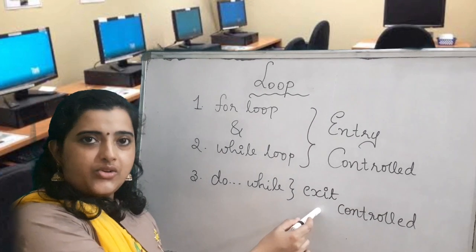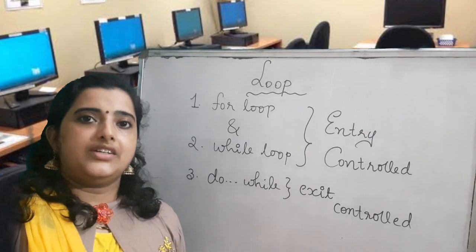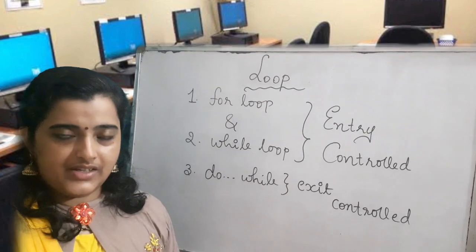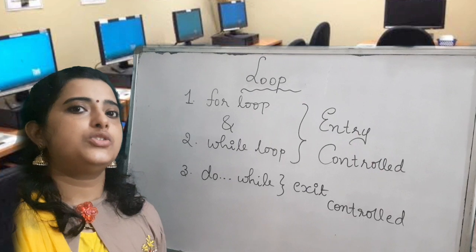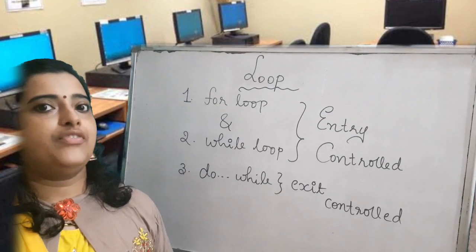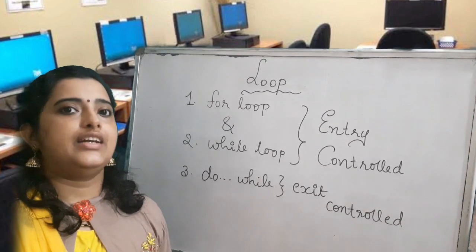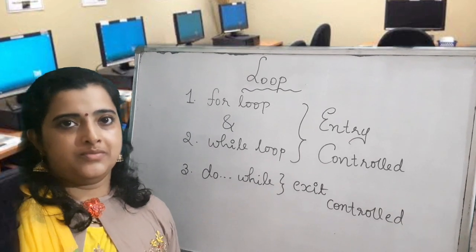That is, if the condition is true, then only entry will be allowed. Whereas in an exit controlled loop, that is in do while loop, first the loop body will be executed. Then after the execution of loop statements, the condition will be checked. Which means even if your condition evaluates to false, at least once you will get your loop statements executed.